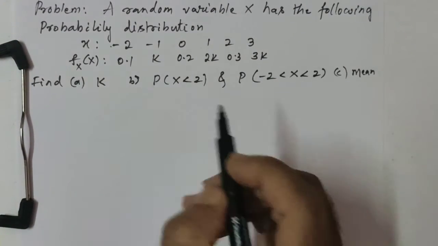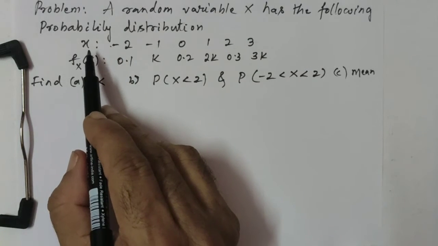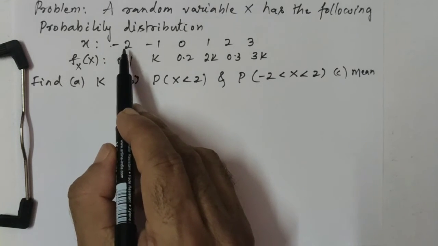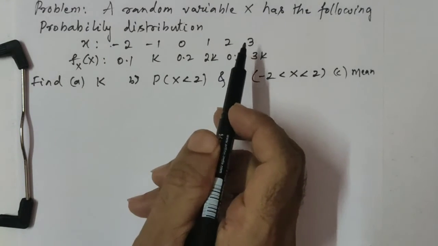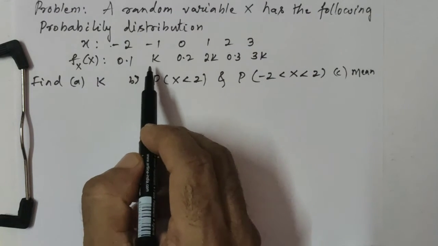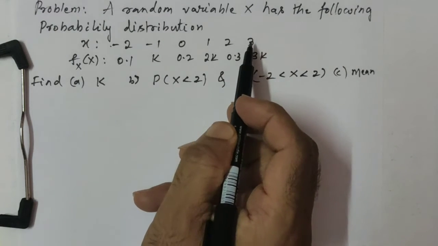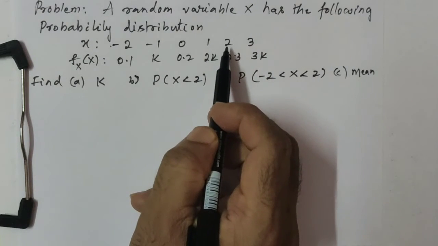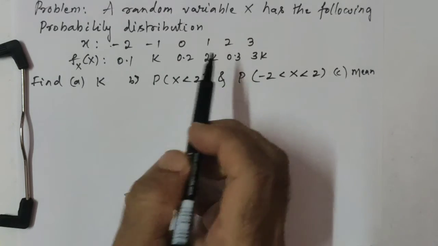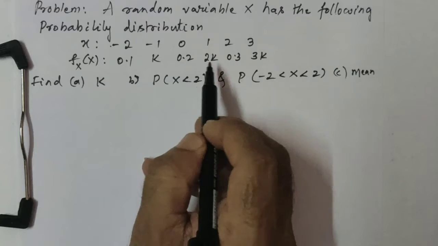So let us consider the next problem. A random variable x has the following probability distribution. Random variable x takes the values -2, -1, 0, 1, 2, 3, and its probability mass function is 0.1, k, 0.2, 2k, 0.3, 3k. When x equal to 3, it is 3k. When it is 2, 0.3. So similarly others. We need to find the value of k.